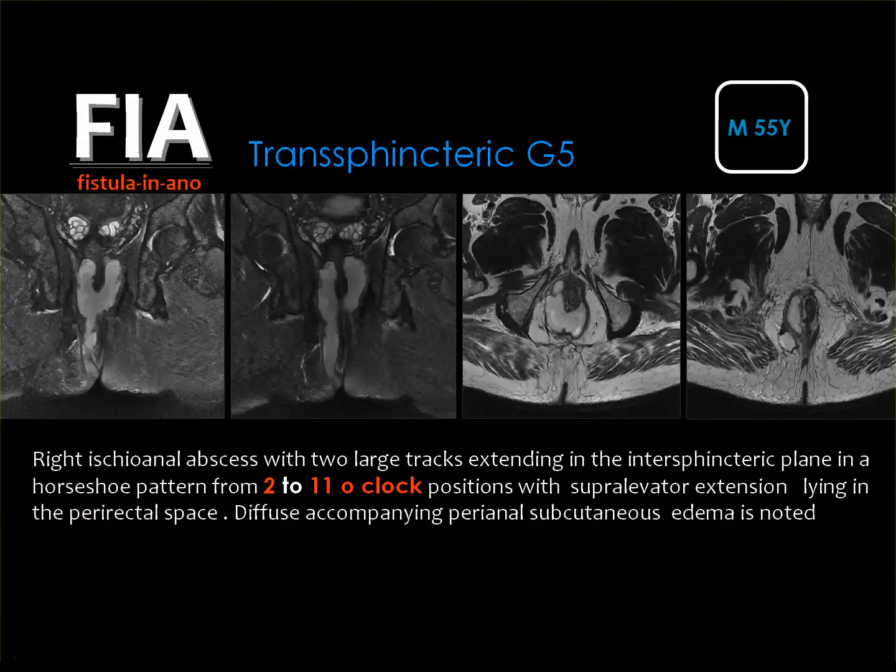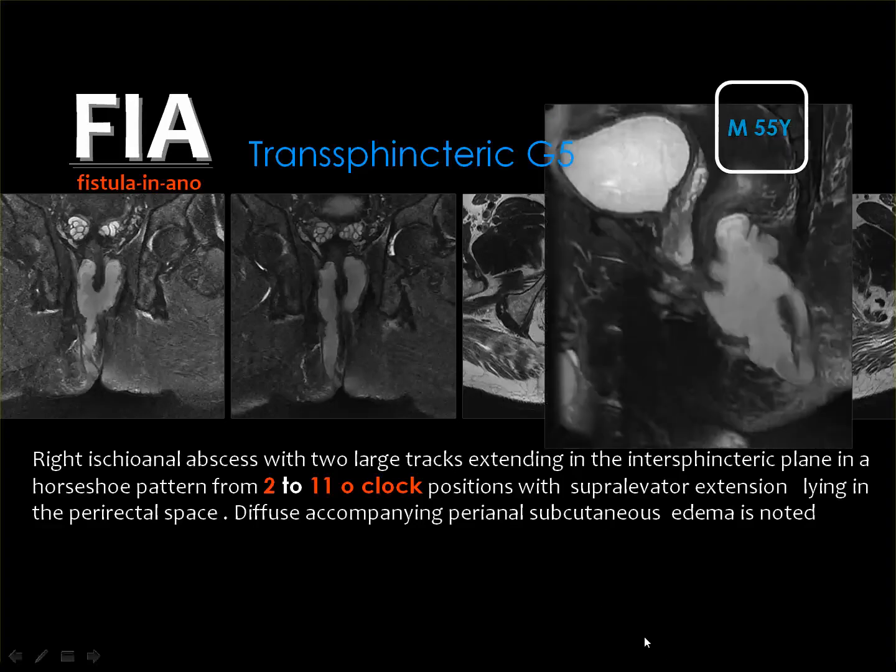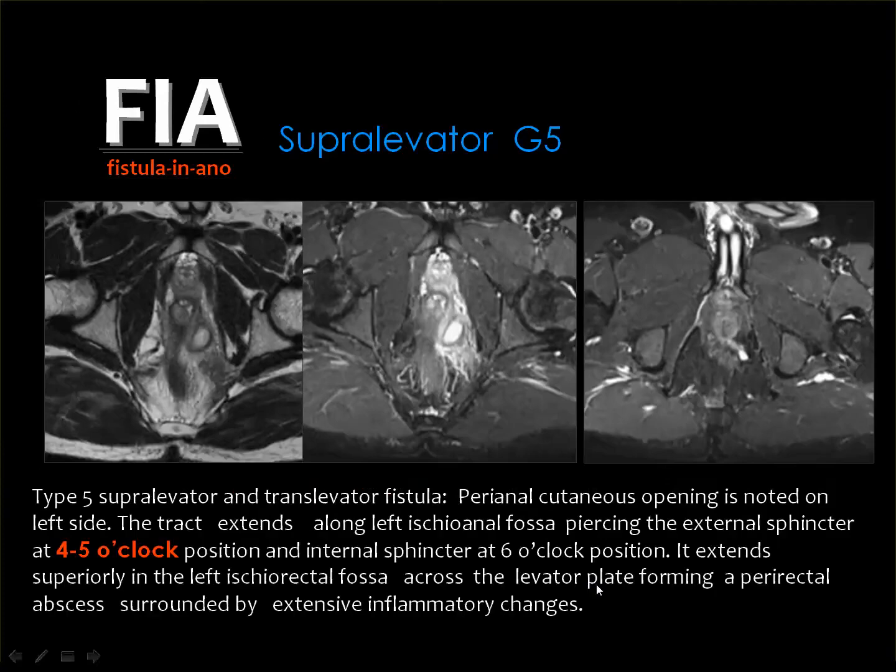Another example of a transsphincteric fistula, and you have two openings of the fistula tract, one at 2 o'clock and the other one at 11 o'clock, and this fistula arches along the posterior aspect of the anal canal with extension in the ischial fossa to the external opening. Then, what is the relation of this fistula to the levator? If you go to the sagittal image, you can see that this is the site of the levator ani that has been crossed by this abscess, meaning that it is a transsphincteric fistula grade 5.